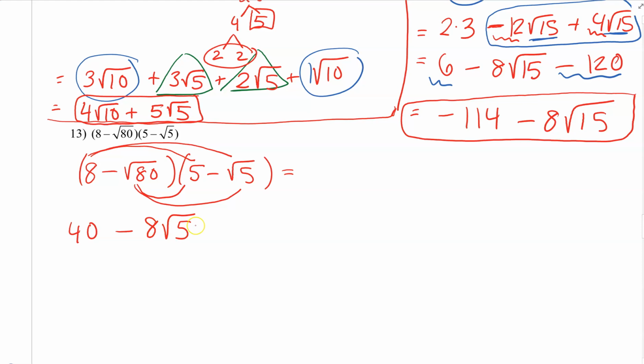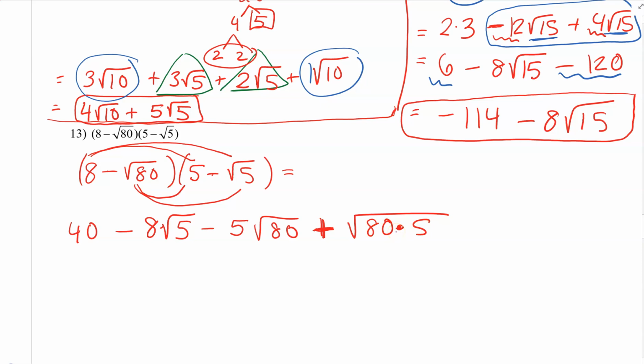So that gives me 8 times 5 is 40, minus 8 times the square root of 5. Those 8 and 5 cannot actually multiply because 8's outside and 5's inside, so we just write them next to each other. Minus 5 times the square root of 80, and then minus the square root of 80 times 5. Actually, that should be a plus, sorry, because negative times a negative makes a positive. But in this scenario, the 80 and the 5 can be multiplied together since they're both inside.